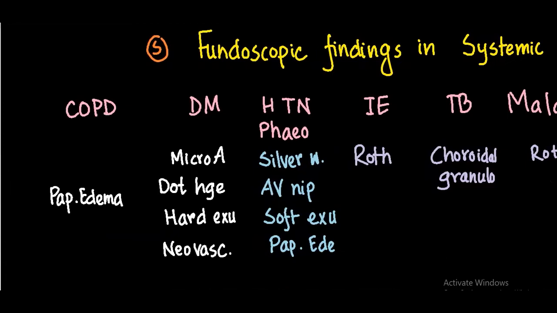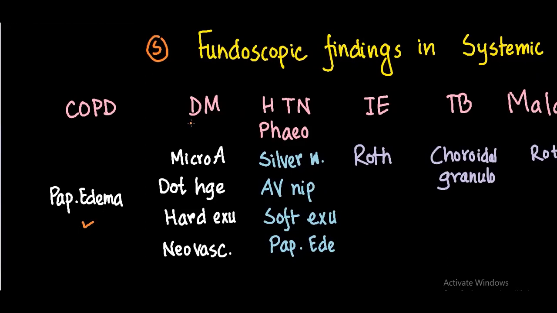So let's first talk about the COPD. If someone has COPD, he has carbon dioxide retention, and this usually leads to papilloedema. So you will have blurring of the optic disc margin and swelling of the optic disc.